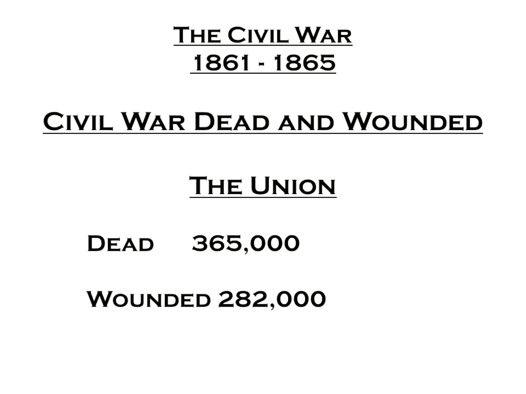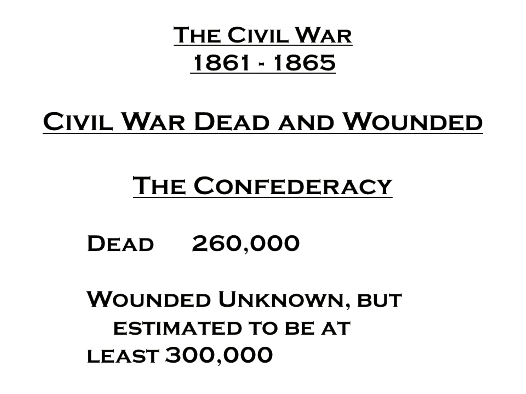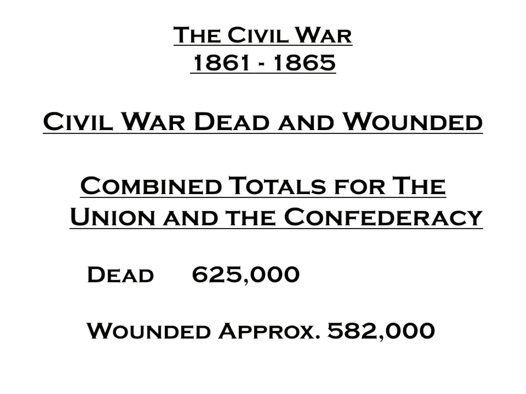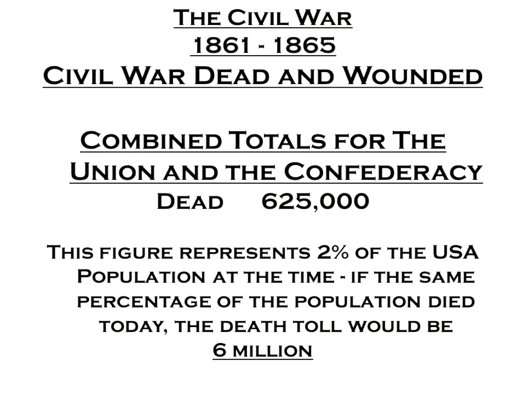For the Union, the North, the dead was 365,000, the wounded a little over 280,000. For the Confederacy, a death toll of 260,000 and an unknown number of wounded, but estimated to be at least 300,000. The combined totals for both the Union and the Confederacy were a death toll of at least 625,000 and wounded approaching 600,000.